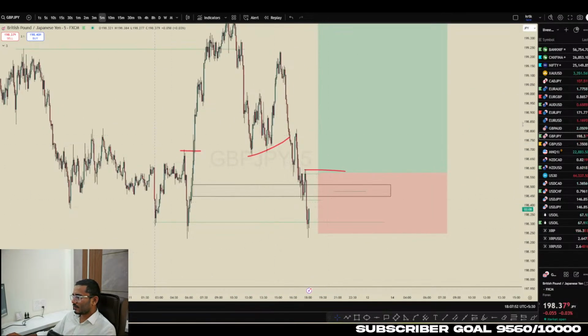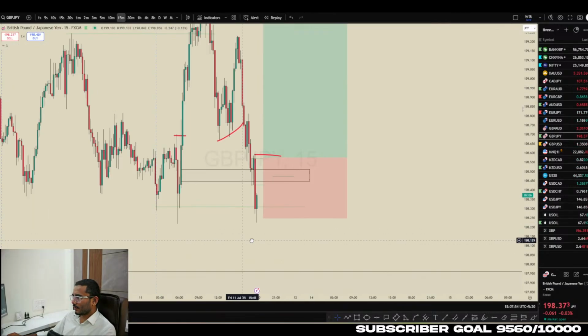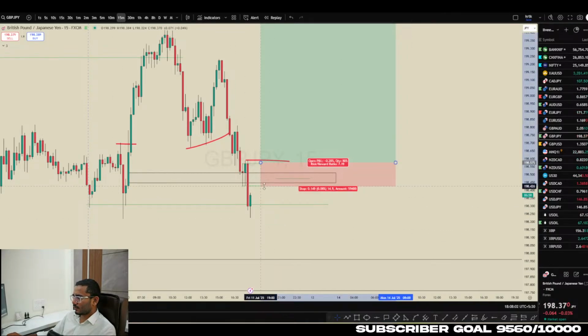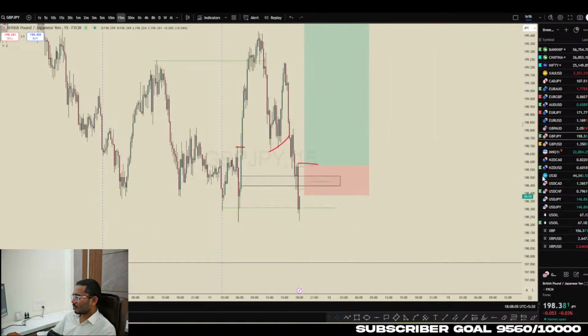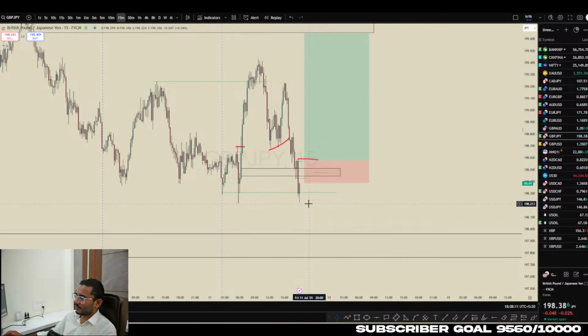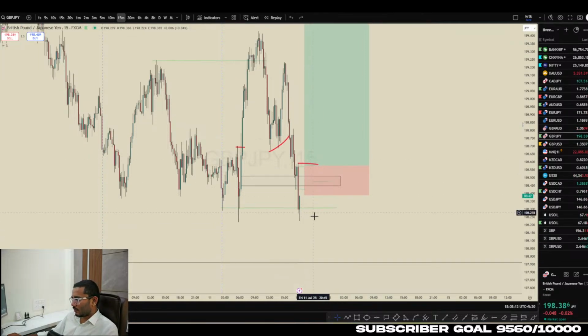So if this breaks, I look for entry and put my stop loss below the smallest low. So it will be 0.5% risk. I'll use a smaller stop loss so they are assured, and with 0.5% of risk, I can cover this 1% loss.